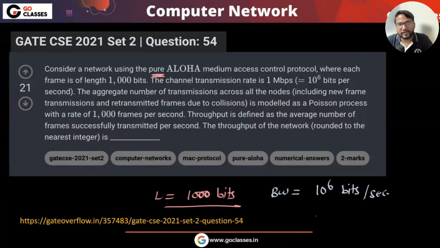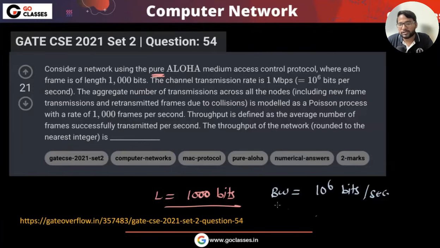Now the aggregate number of transmissions across all the nodes, including new transmissions and retransmissions, you will get to understand what this retransmission is in the next lecture, where we will talk about the backoff. But let's just see what they're saying. The aggregate number of transmissions across all the nodes, including new frames, is modeled as a Poisson distribution with the rate of 1000 frames per second.